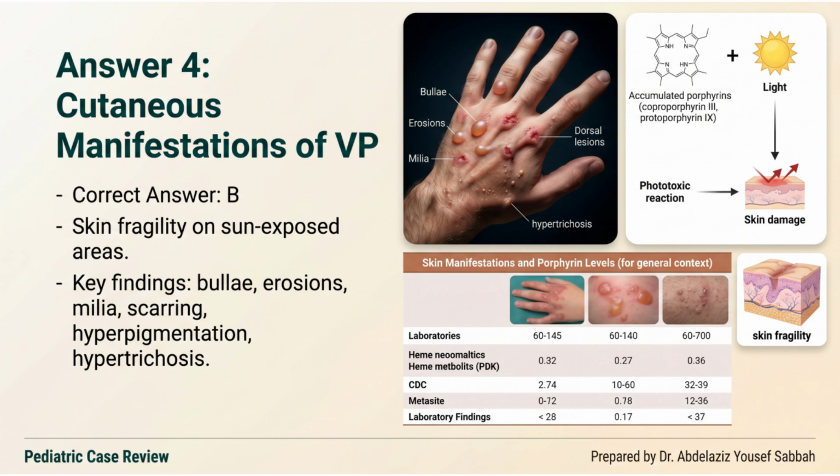The cutaneous manifestations of Variegate Porphyria cluster on light-exposed skin, especially the backs of the hands and the face. The key findings are tense bullae, erosions, milia, scarring, hyperpigmentation, and increased hair growth, known as hypertrichosis, along with marked skin fragility. The underlying mechanism is a phototoxic reaction. Accumulated porphyrins, such as coproporphyrin 3 and protoporphyrin 9, absorb light and generate tissue damage. These skin changes are clinically very similar to those of Porphyria cutanea tarda, which is why the acute attack history is what tips the diagnosis toward Variegate Porphyria.